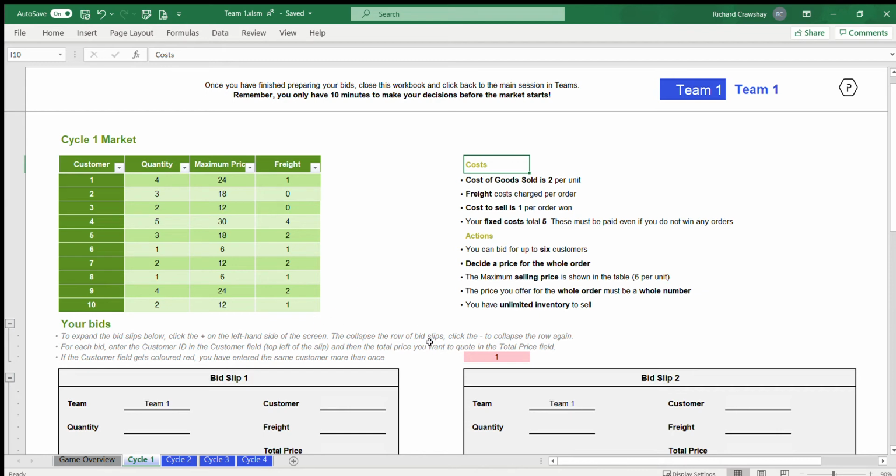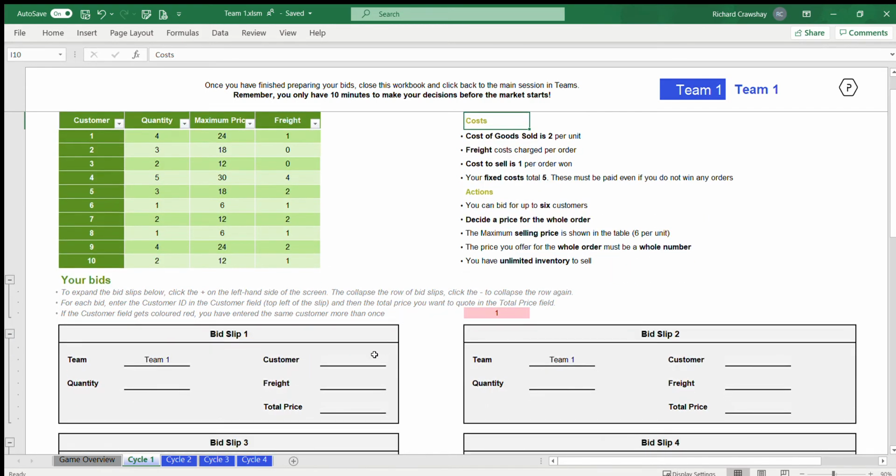Looking at that strategy, one more thing about my strategy: I'm going to assume that I'm only going to win one bid. So I'm going to be putting my fixed costs of 5 into my calculations when I work out what my price is, if I can. We'll come on and see what I mean by that as we go through. There are 2 customers with a freight charge of 0, and that's customers 2 and 3.